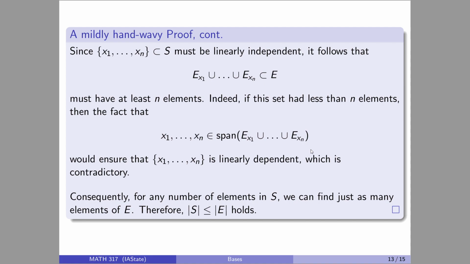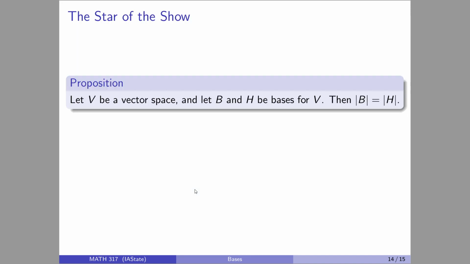But anyway, it turns out that there's a more precise rule we can use here to help us. But this makes sense, right? For any number of things in S I can always find just as many in E. So E has at least as many things as S. All right, cool. Now, equipped with that, we can finally prove the big theorem for today, the star of the show. If I have a vector space V and I have two bases, then they have the same cardinality, which we write like this.